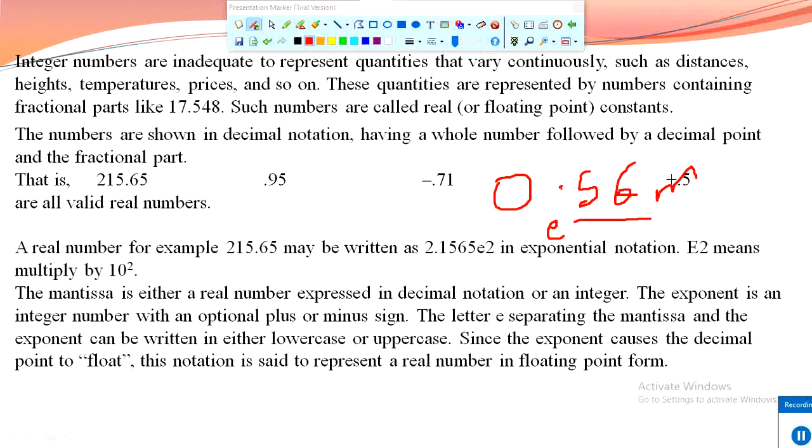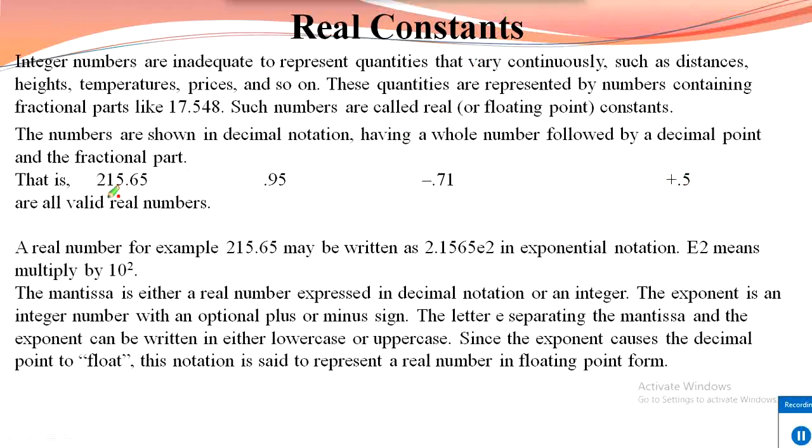For example, here we have numbers like 215.65, 0.95, minus 0.71, and plus 0.5. These are valid real numbers. They have decimal notation, with a whole number part and a fraction part. Such types of numbers are called real numbers.